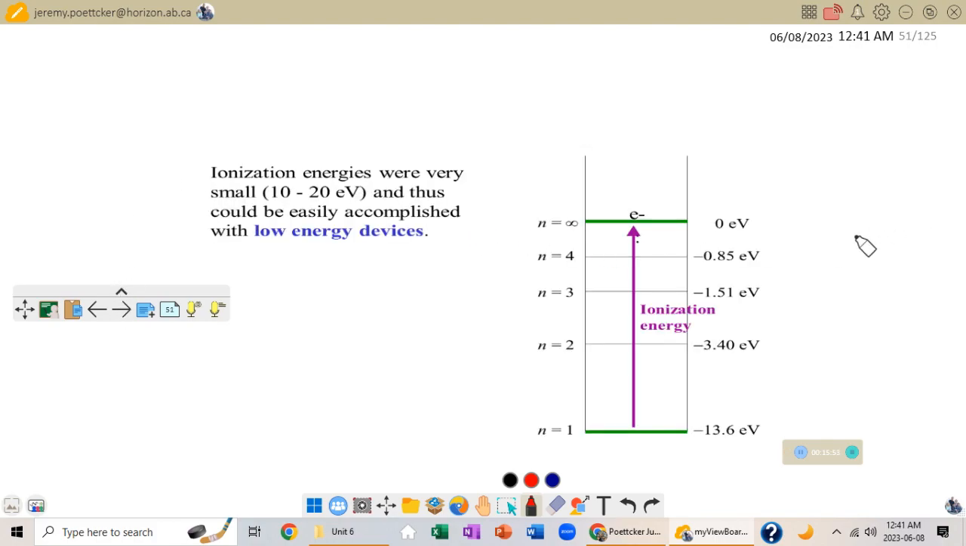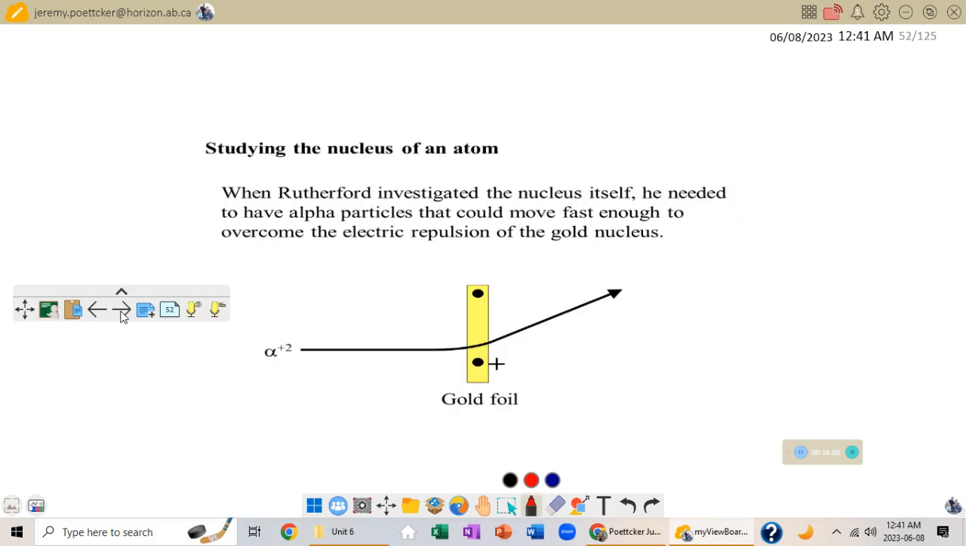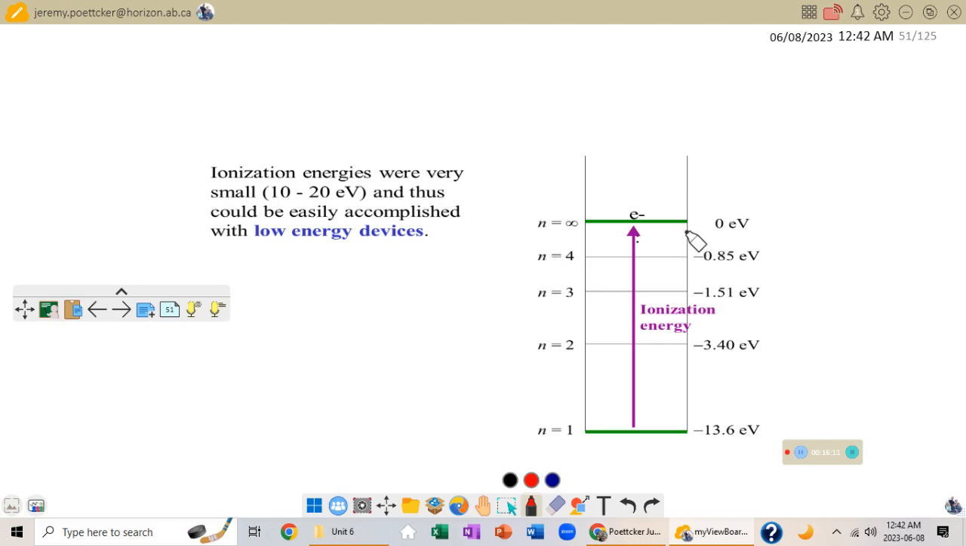Ionization energies were fairly small, right? And so low energy devices, like in the neighborhood of 10 to 20 electron volts, low energy devices, no problem. This is relatively cheap to study, right? We've got the tool in the lab here that allows us to see the gas discharge tubes and then the diffraction gratings, right? This is something like less than $500, and we've accomplished this. And that's today's money.